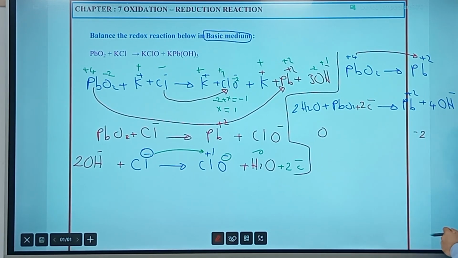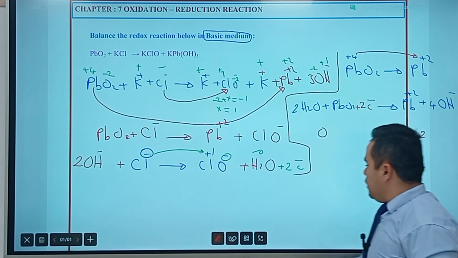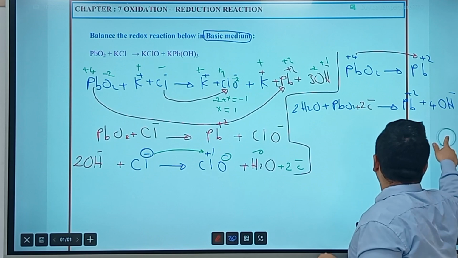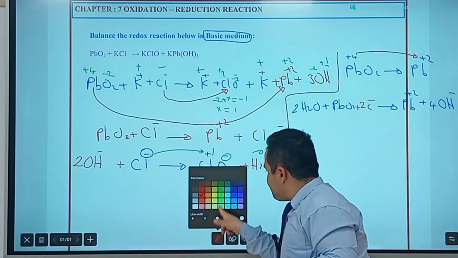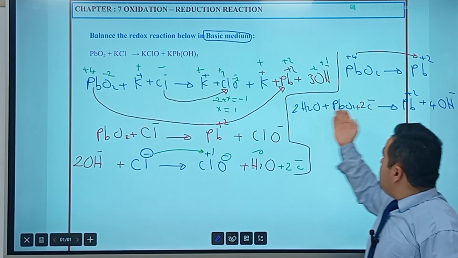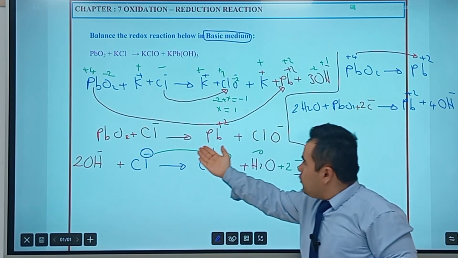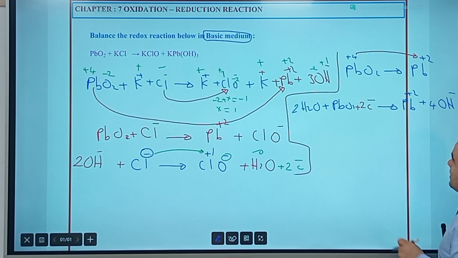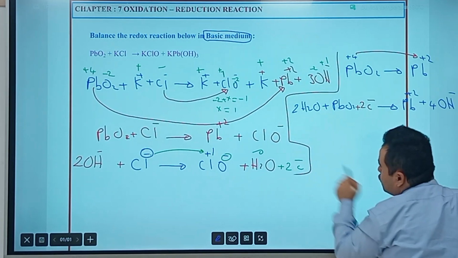0 to -2 is what? It is 2 units. That's why we add 2 electrons to the reactant. The next step is to test whether the number of electrons lost equals the number of electrons gained. Yes, in this case, 2 electrons gained, 2 electrons lost.